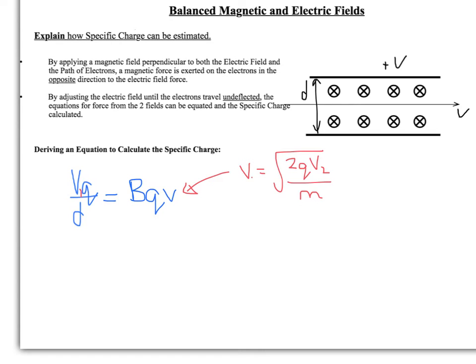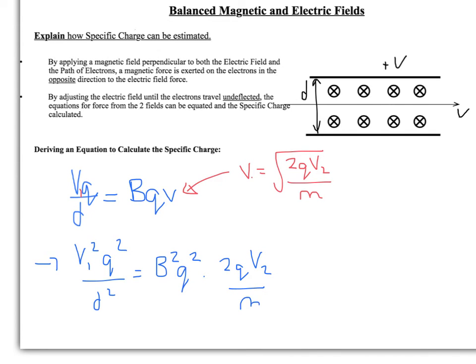So let's substitute that in there, and let's give everything a square just so we can tidy things up nice and quickly. So V1 squared Q squared over d squared is equal to B squared, yeah, a lot of things being squared, Q squared times 2QV2 over m. So let's cancel loads of stuff, that cancels already.